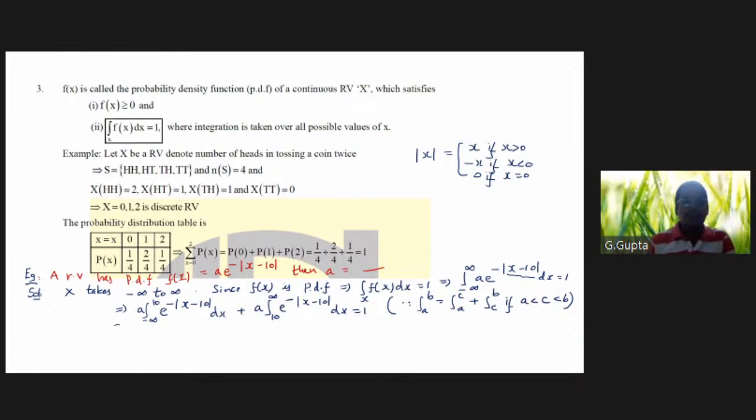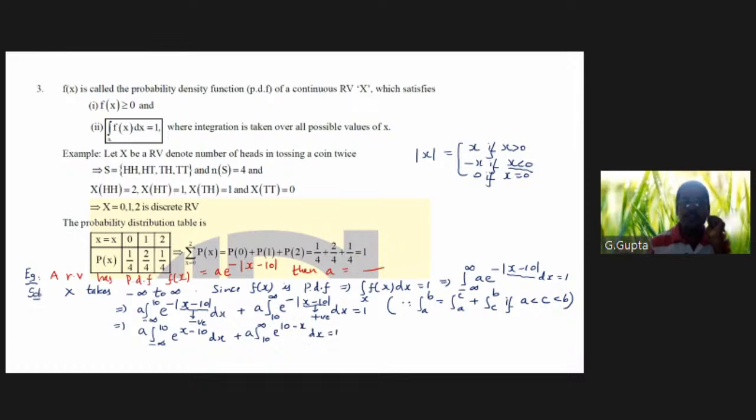So from minus infinity to 10, if you take any number, this quantity is negative. So mod x is equal to minus x if x is negative. Modulus is always a positive quantity. From minus infinity to 10, simply you will be getting e to the power x minus 10 dx. Between 10 to infinity, any number you take will be positive. So mod x is equal to plus x if x is positive. That means here x minus 10 is positive. You will be getting a times the integral from 10 to infinity of e to the power 10 minus x dx is equal to 1.